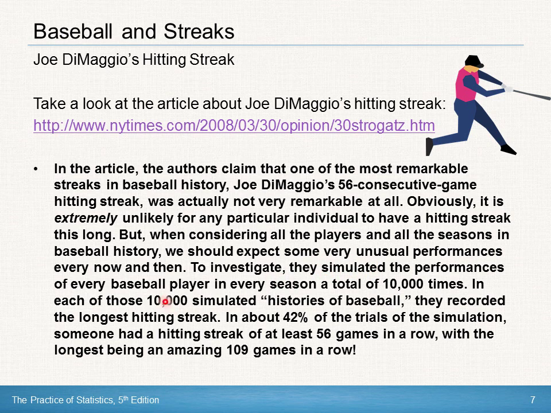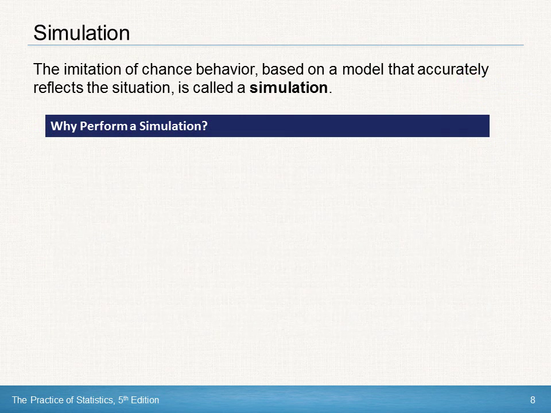They simulated performances of every baseball player in every season for a total of 10,000 times. In each of those 10,000 simulated histories of baseball, they recorded the longest hitting streak. In about 42% of the trials, someone had a hitting streak of at least 56 games in a row, with the longest being 109 games in a row. So his hitting streak wasn't that unusual. It's just part of the chance process.